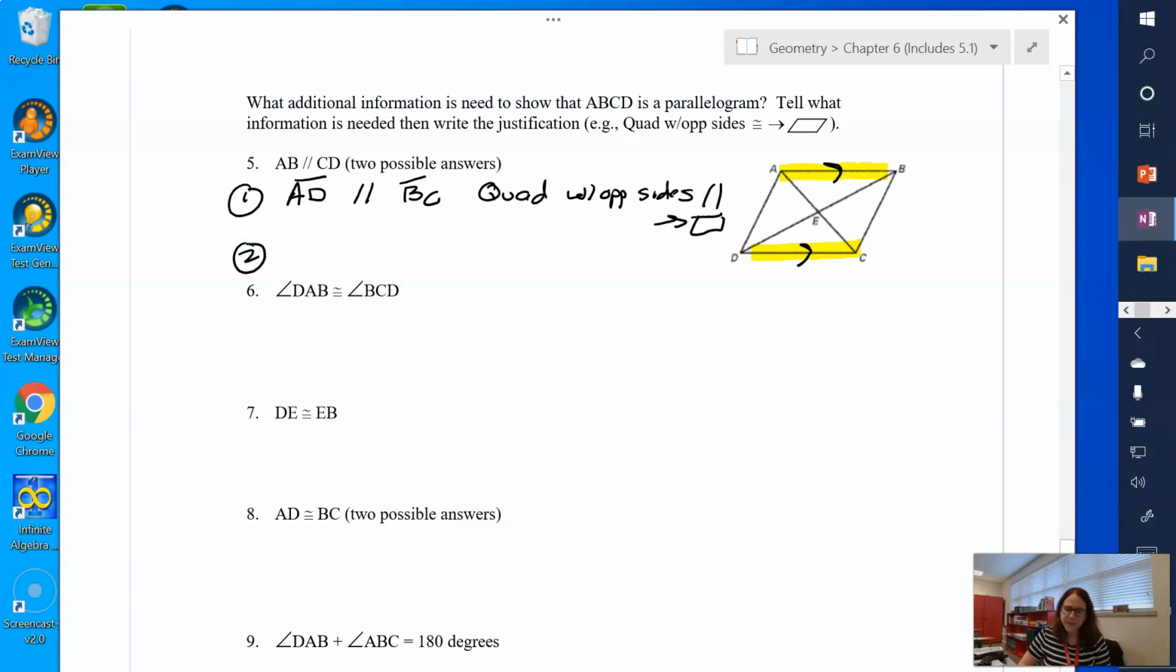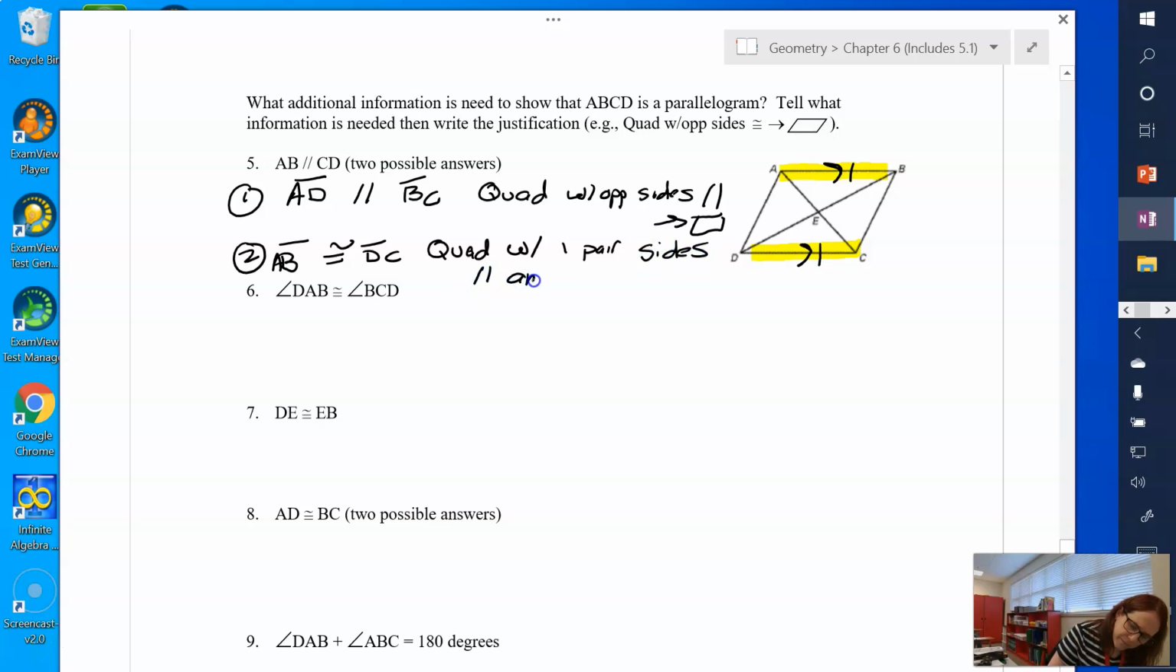Your second one is, let's do this. Let's mark AB congruent to DC. Then we have one pair of sides that are both congruent and parallel. That's a congruent.